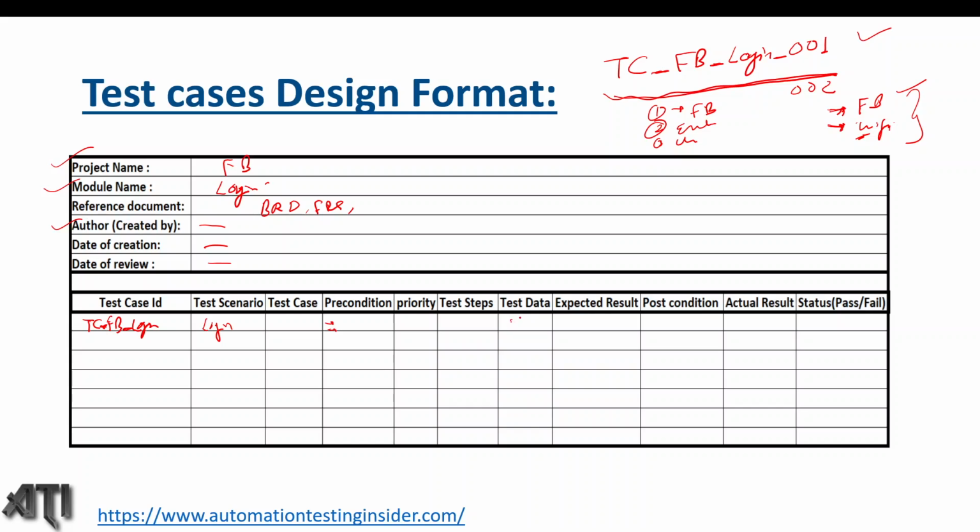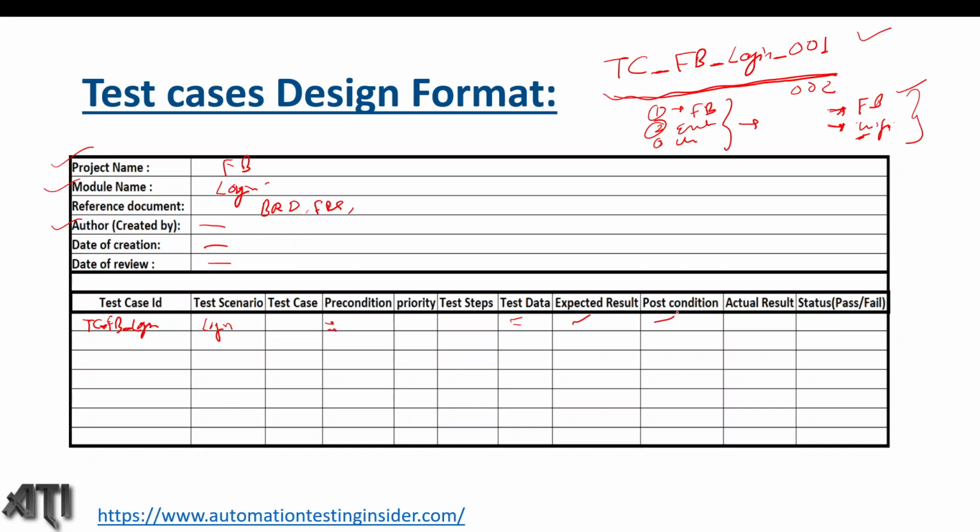Test data. Here we'll provide the username and password which we are using for this particular test case. Expected result is nothing but what should be our expected result for this particular test case. In this case we have a valid user and an invalid password, so what should be the expected result? We should get an invalid password error message. So that is the expected result.